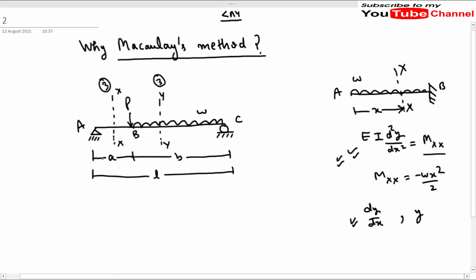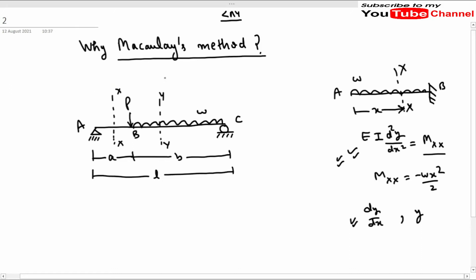But in Macaulay's method we can do all these things by using only 3 equations. Okay, so how we are going to do this, let us see. Now first of all, the first step in Macaulay's method is to take sections, as we do in the double integration method. So how we are going to take different sections? In this beam we will take these two sections, as it is.